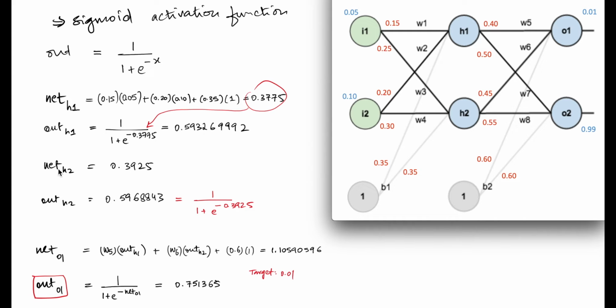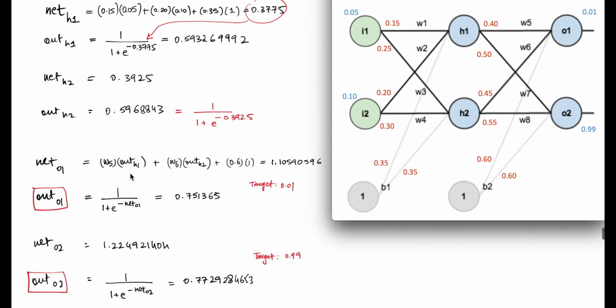In the same way, we figure out the net sum at the second neuron of the hidden layer, which after passing through the activation function comes out to be 0.596. So we have outputs at the hidden layer, and then these are being used with relevant weights W5 and W6 to find the output at the output neuron in the output layer. So net O1, then after passing through the activation function, this is the out O1, the output at the first neuron.